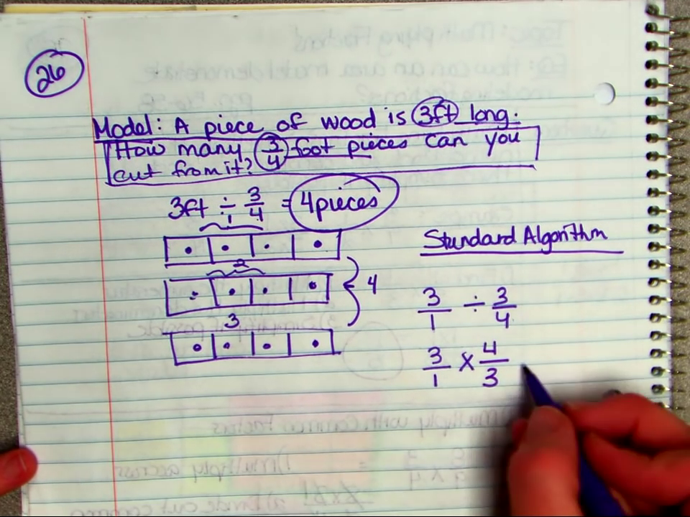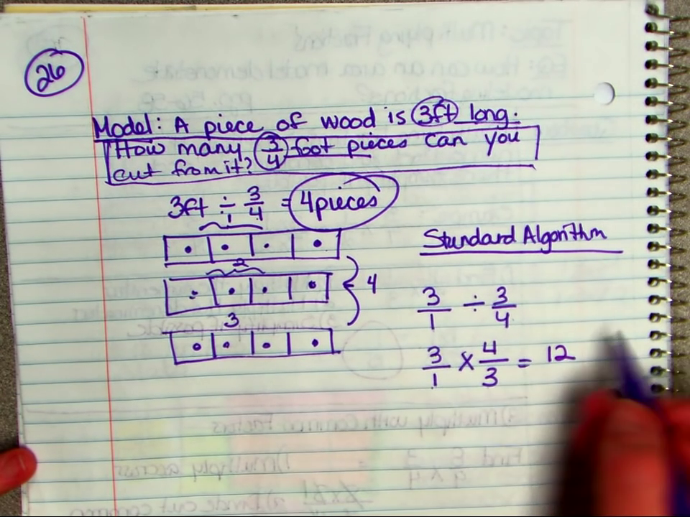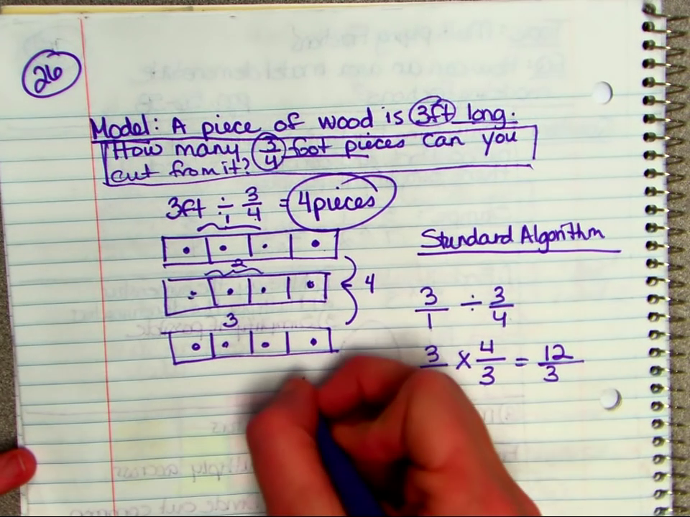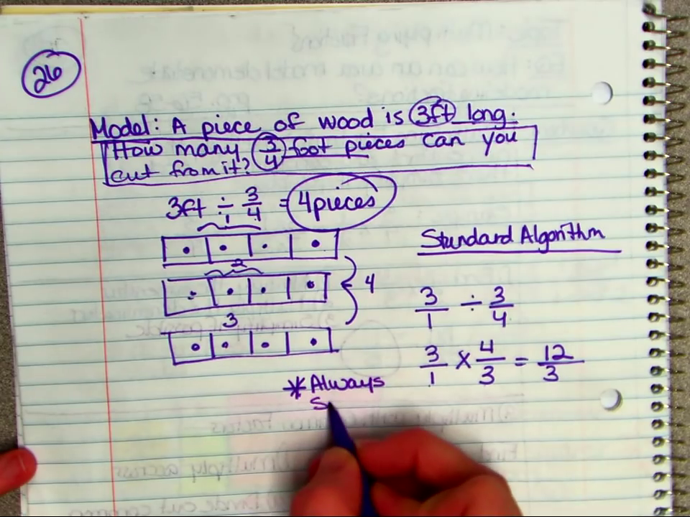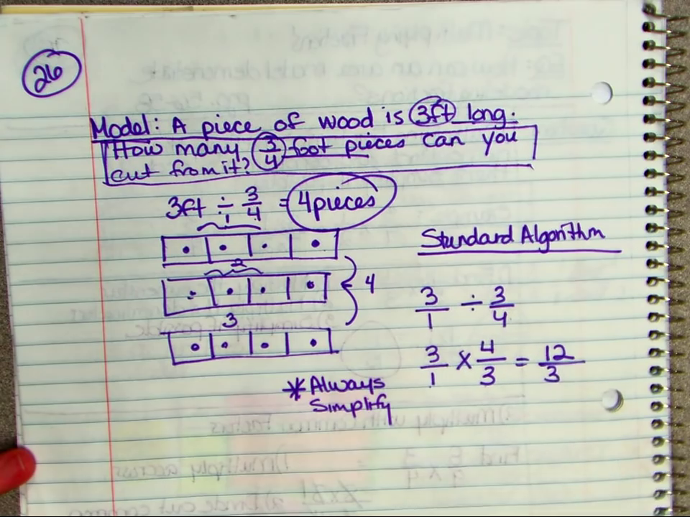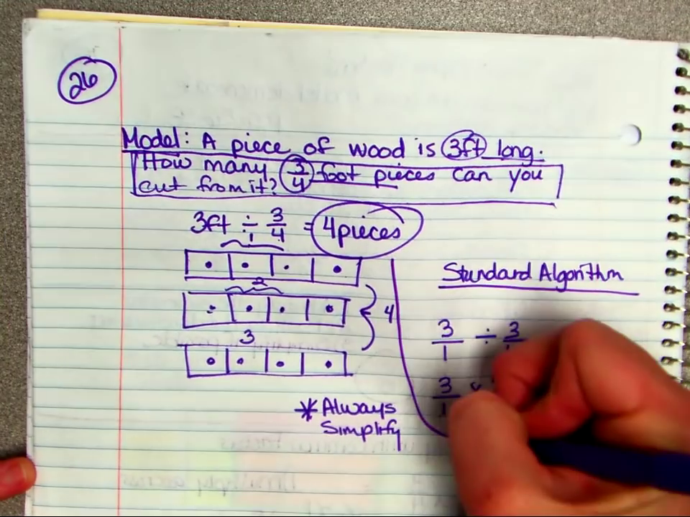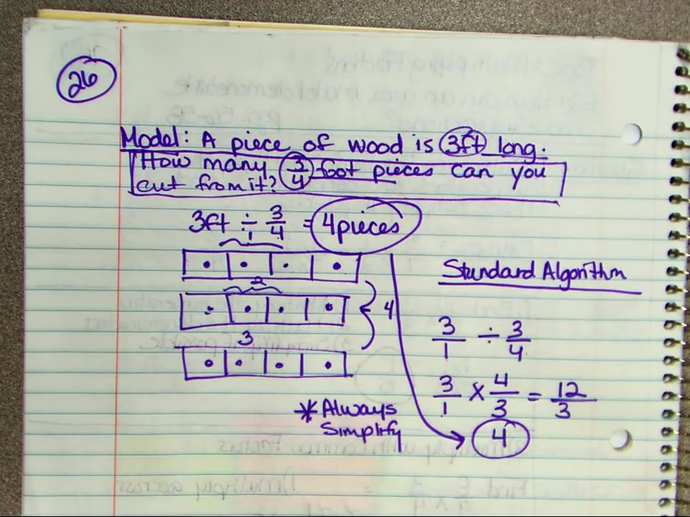Now I'm going to multiply across. 3 times 4 is 12. 1 times 3 is 3. Now I want to simplify. We always simplify if we can. So in this case, how many times does 3 go into 12? Well, it goes into 12 4 times. I got the same answer. And those are 2 ways in which you can divide fractions, either using the model or the standard algorithm.